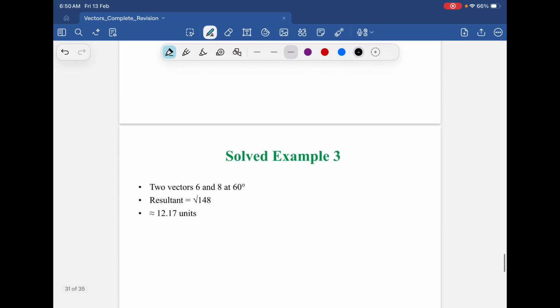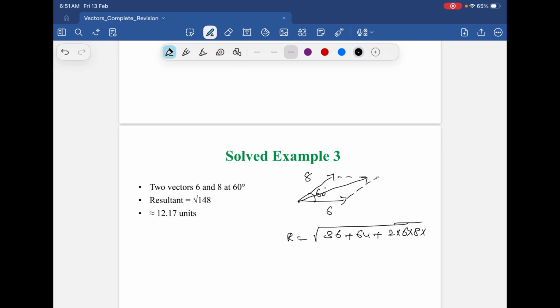Next, two vectors 6 and 8 at 60 degrees. Same question we have done. This is 6 newtons, and say for example, the force is 8 newtons. So by the parallelogram law, the resultant is R, at an angle of 60 degrees. What is the formula for the resultant? Root of a square, 6 square is 36, plus b square, 8 square is 64, plus 2 a b cos theta. Cos 60 is 1 by 2. You're following? Yes. This is 36 plus 64, 100, plus 48. How much will we have? 148.